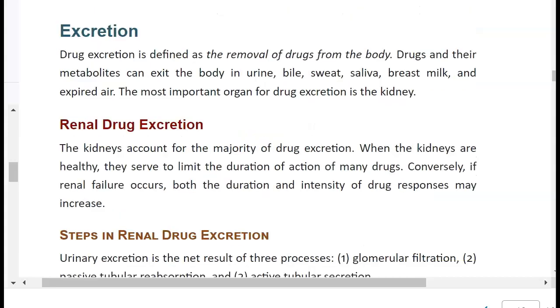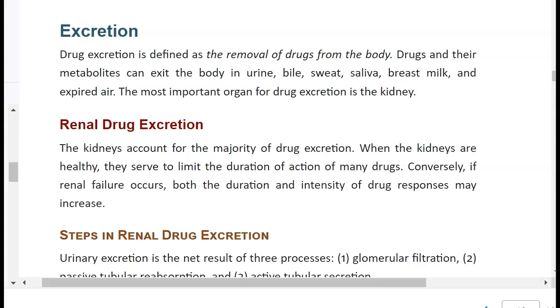I do want to go into excretion in some more detail, and we're still in chapter 4. Excretion is anything that removes the drug from the body. Again, far and away, the majority of excretion happens in the liver and the kidneys, but you have to remember things like breast milk, sweat, saliva, even expired air that we breathe out.